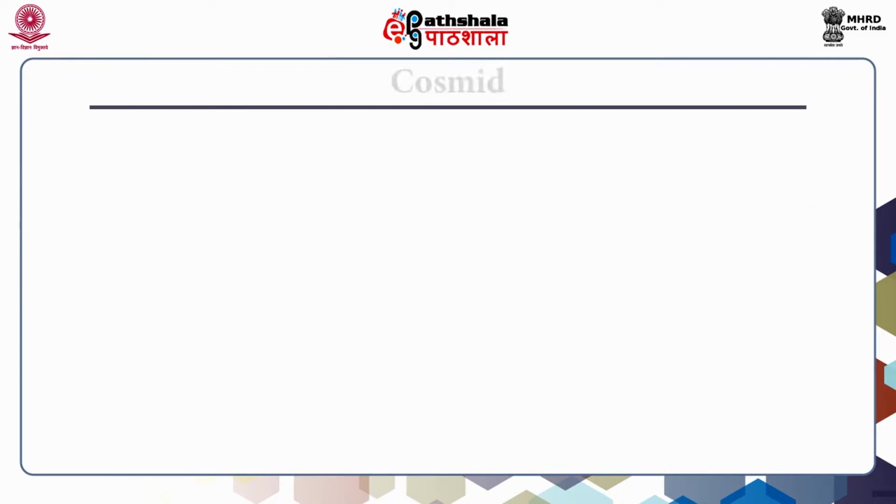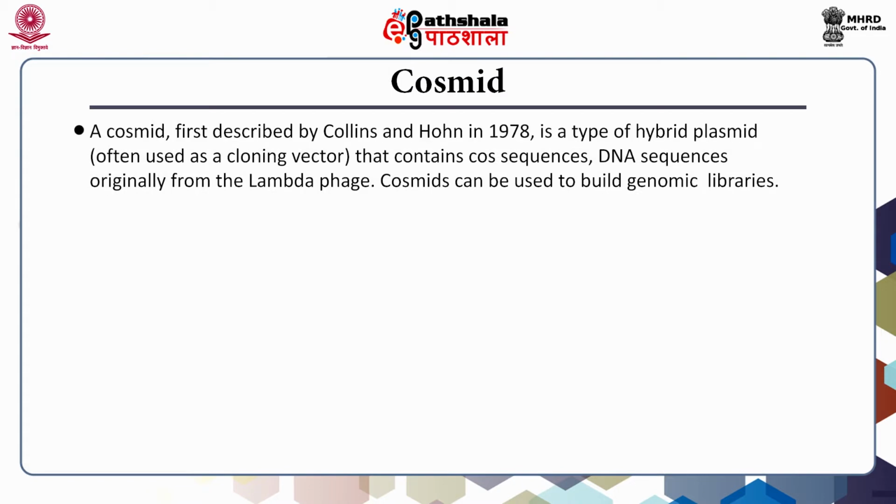Now we will see what a cosmid is. A cosmid, first described by Collins and Hohn in 1978, is a type of hybrid plasmid often used as a cloning vector that contains cos sequences, DNA sequences originally from the lambda phage. Cosmids can be used to build genomic libraries.